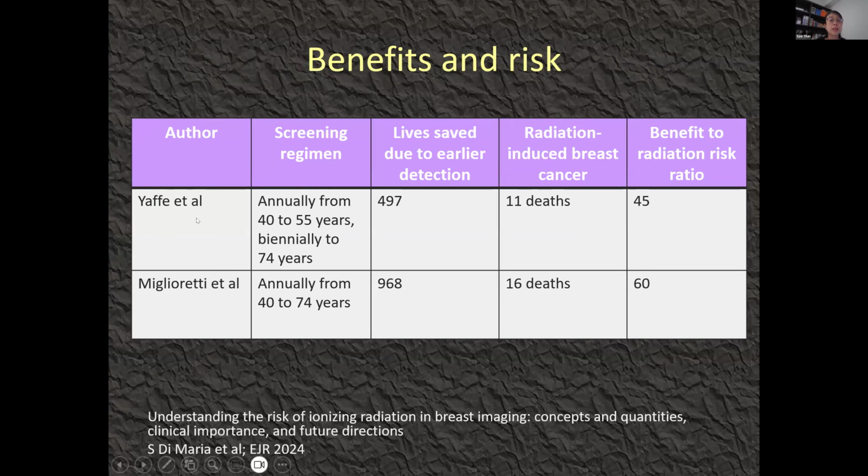So in these two modeling studies, the first by Yaffe et al., looking at a large number of patients, the lives saved due to earlier breast cancer detection was 497, bearing in mind that there were radiation-induced breast cancer deaths of around 11, and this leads to a benefit to radiation risk ratio of 45. This other study by Miglioretti et al.